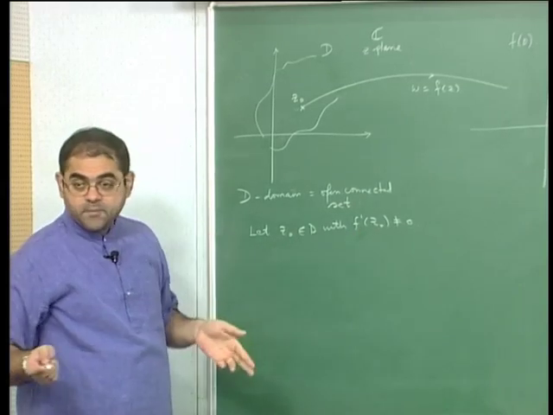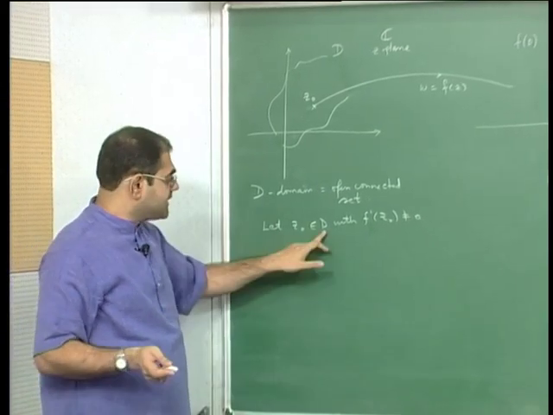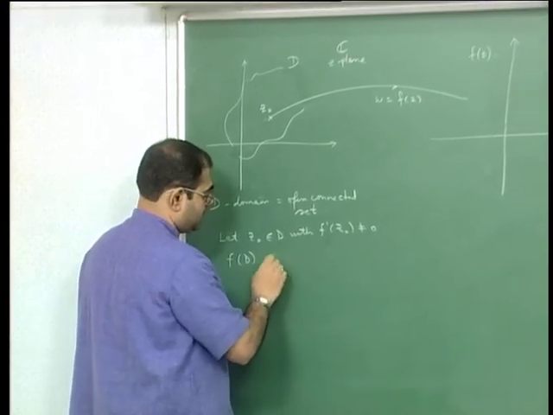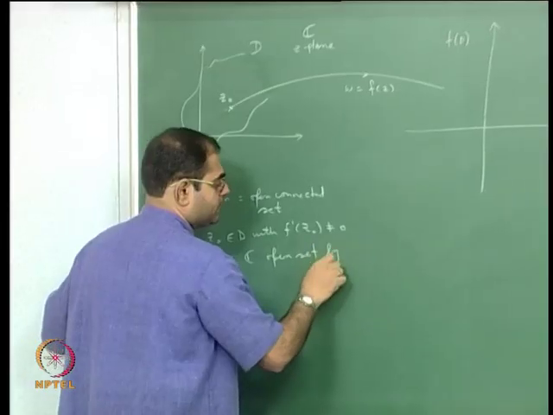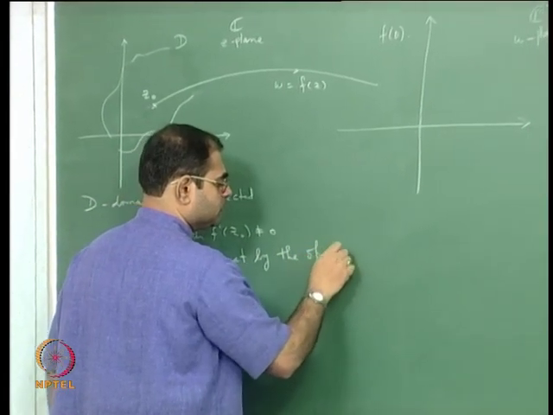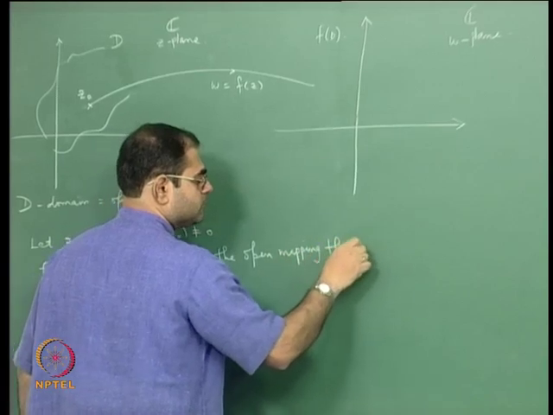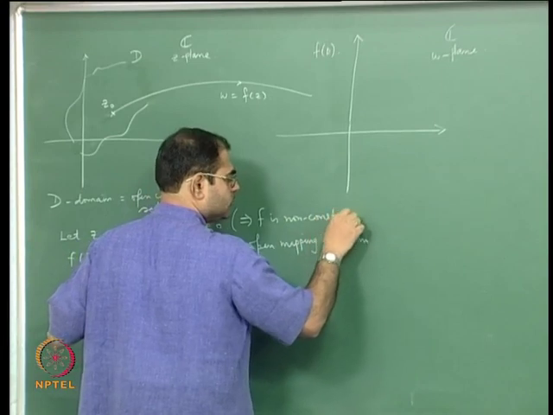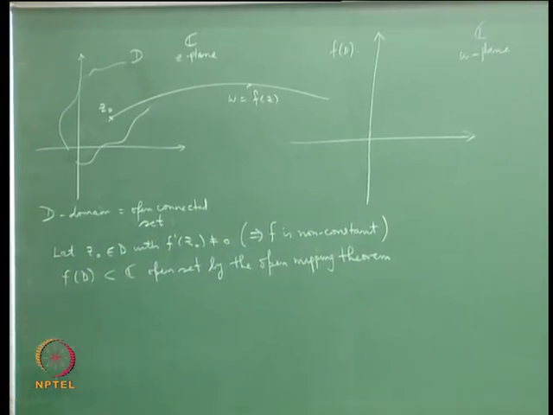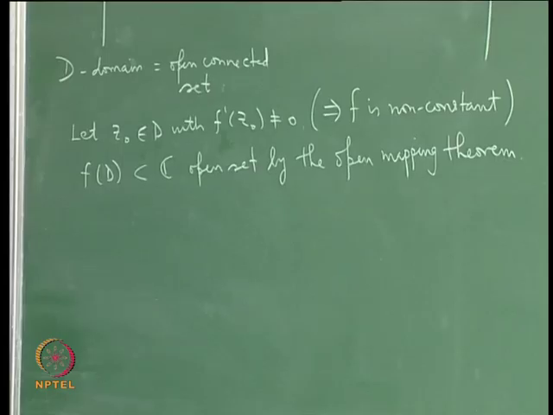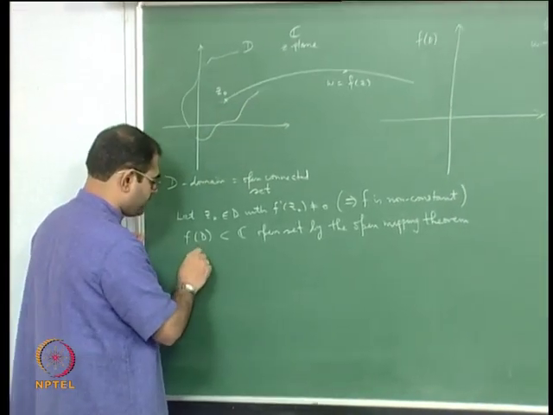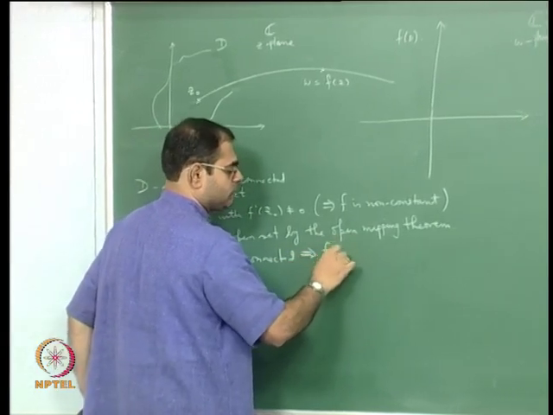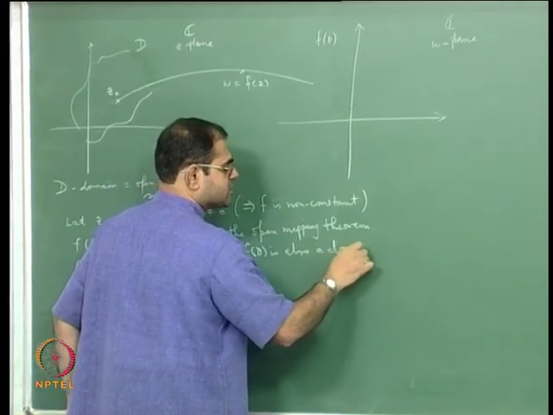And the open mapping theorem says that a non-constant analytic function maps open sets to open sets, and since D is an open set, f of D will also be an open set in the complex plane by the open mapping theorem. This implies f is non-constant. So f of D is an open set, and under a continuous function the image of a connected set is connected. Since D is connected, f of D is also connected, and this implies that f of D is also a domain.